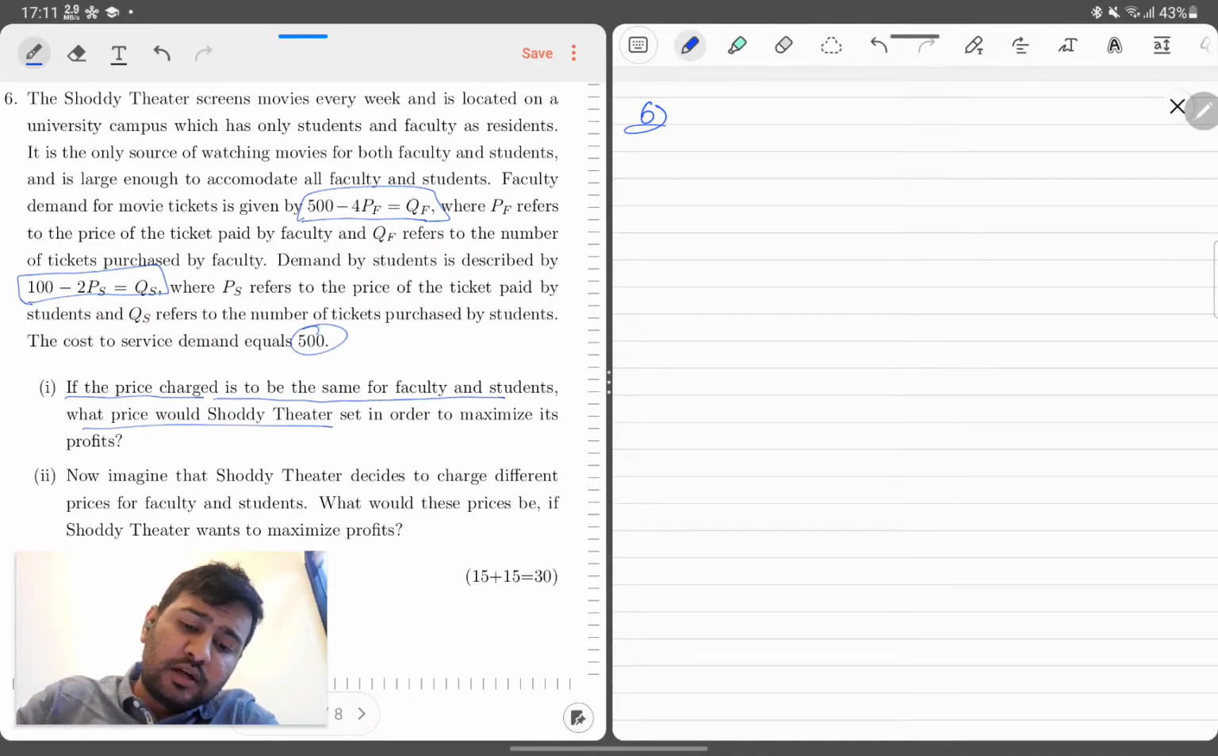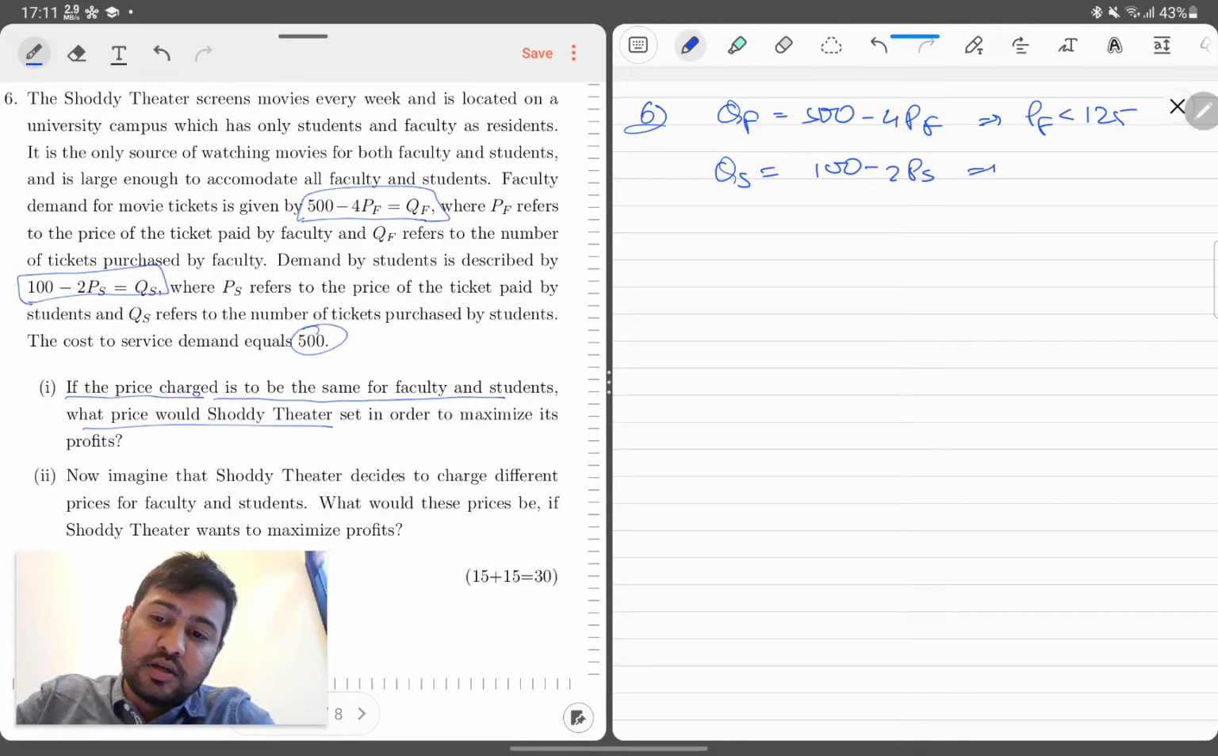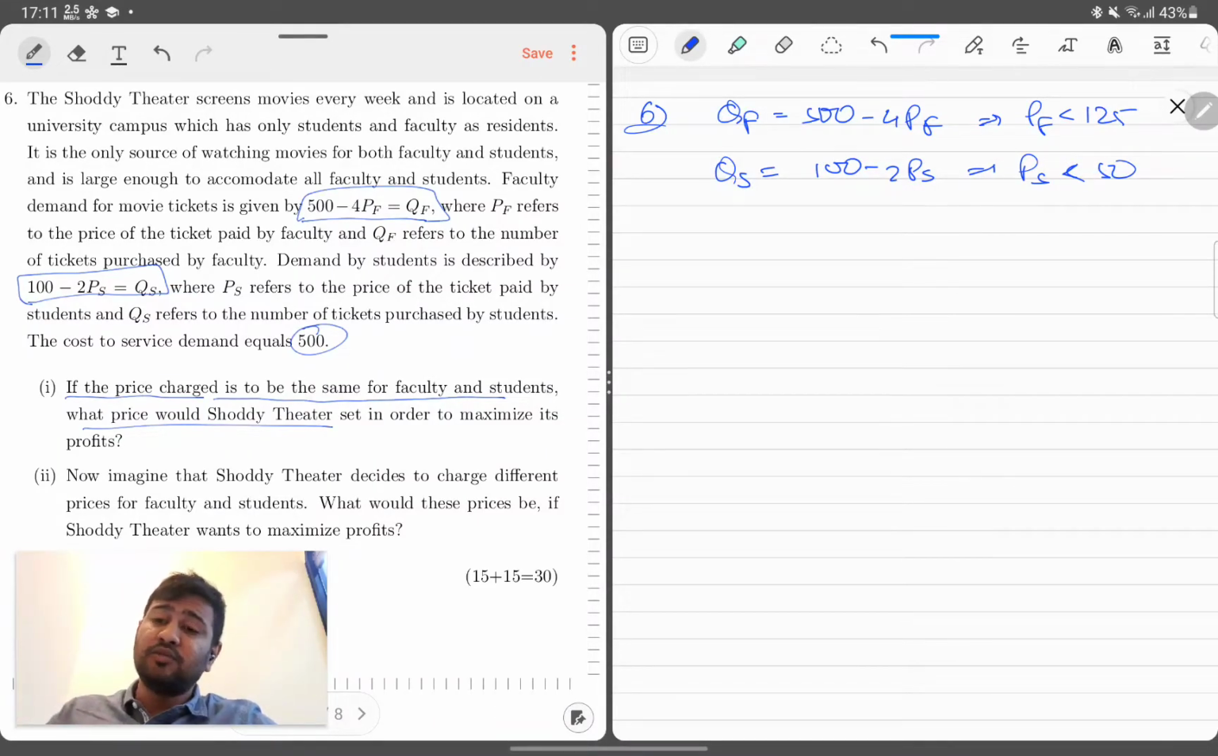So first of all, let's look at the quantity demanded. Quantity demanded by faculty equals 500 minus 4PF, which implies that the price for faculty must be less than 125. When it is greater than 125, no faculty will purchase it. Similarly, quantity demanded by students is equal to 100 minus 2PS, which implies price for students must be less than 50. So if your price is above 50, no student is going to purchase tickets.